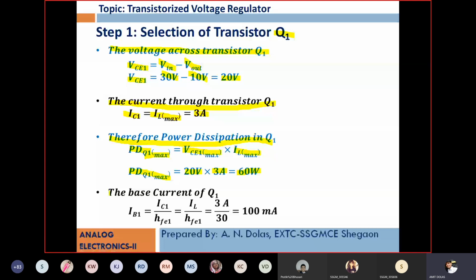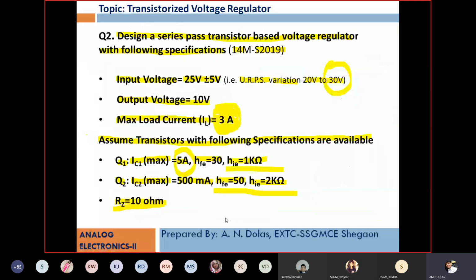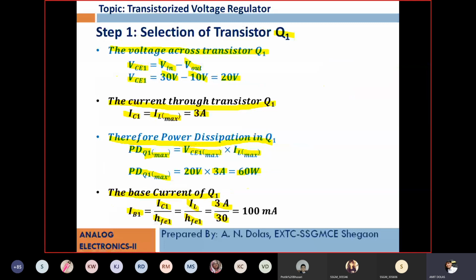The base current of the transistor can be calculated as collector current divided by beta. So IB1, the base current of the first transistor, is IC1 divided by HFE, which is beta, which is nothing but load current divided by beta. Load current is 3 ampere, beta is 30. Am I correct? Yes, beta HFE of the first transistor is 30. Therefore, the base current is also high, that is 100 milliampere in this problem.